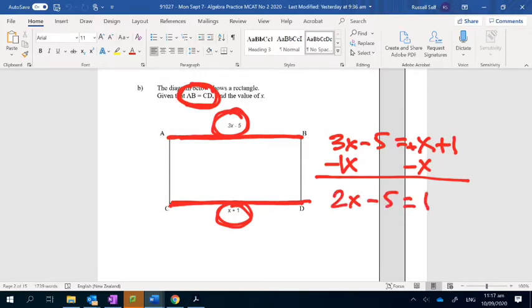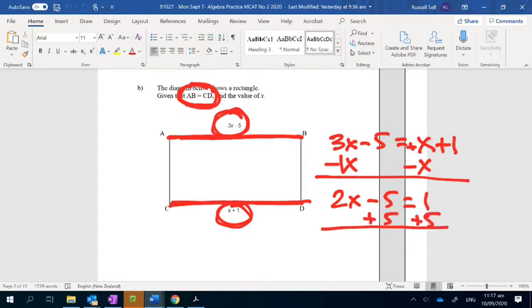And you can do this in less steps than I do, but I want to make sure that you see every possible thing. Now that my x's are on one side, I want my numbers where? On the other side. So what number do I need to move? The minus 5, right? Because 2 is not a number, it's a coefficient, right? So I'll move minus 5 by doing what?